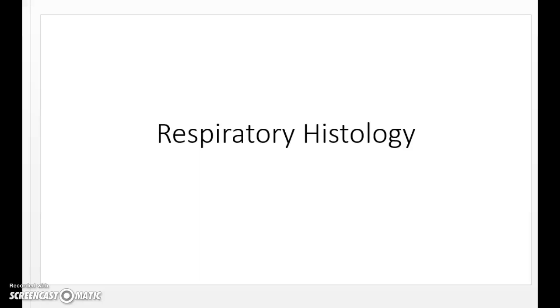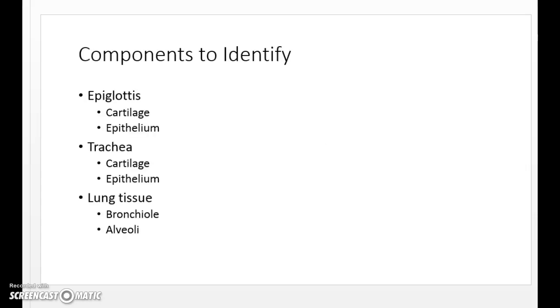My hope is that this video will help explain some of the respiratory histology that you'll be looking at. Some components that we're going to be able to identify are the epiglottis, the trachea, and lung tissue. And when we look at the epiglottis and trachea, we are going to be looking at the different cartilage and epithelium that makes up each one of these and how we can use that to help distinguish what we're looking at. And then as we look at some lung tissue, we want to be able to identify a bronchiole and the alveoli.